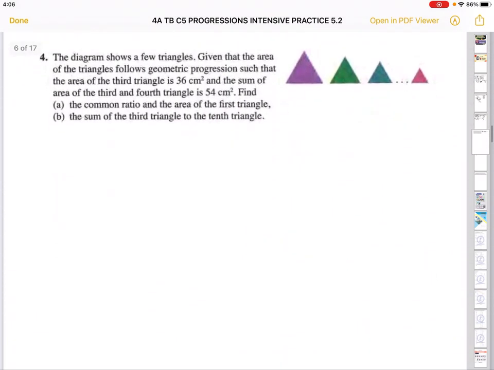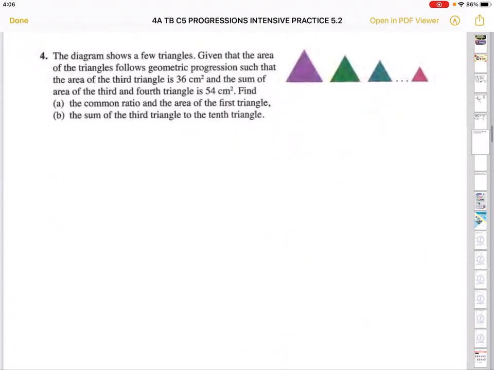Question number 4. Diagram shows a few triangles. Areas of the triangles follow a geometric progression such that the area of the third triangle is 36. So we say that T3 is 36, right? And the sum of the third and the fourth triangle, T3 plus T4, equals 54. Okay?